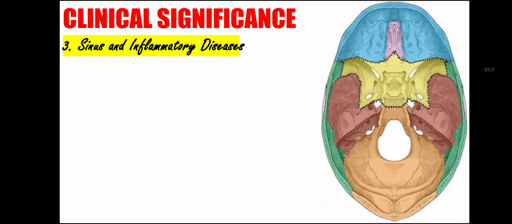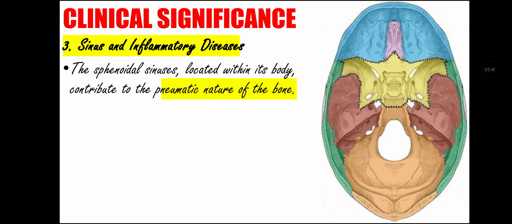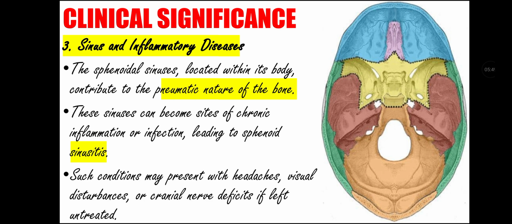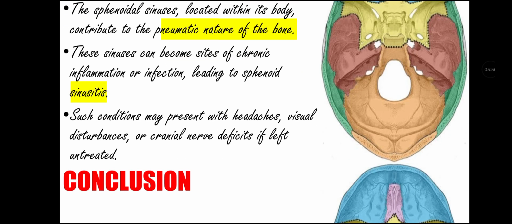Further talking about clinical significance, it is sinus and inflammatory diseases. Sphenoidal sinuses located within its body contribute to the pneumatic nature of the bone. These sinuses can become sites of chronic infection or inflammation, leading to sphenoid sinusitis. Such condition may present with headache, visual disturbances, or cranial nerve deficits if left untreated.